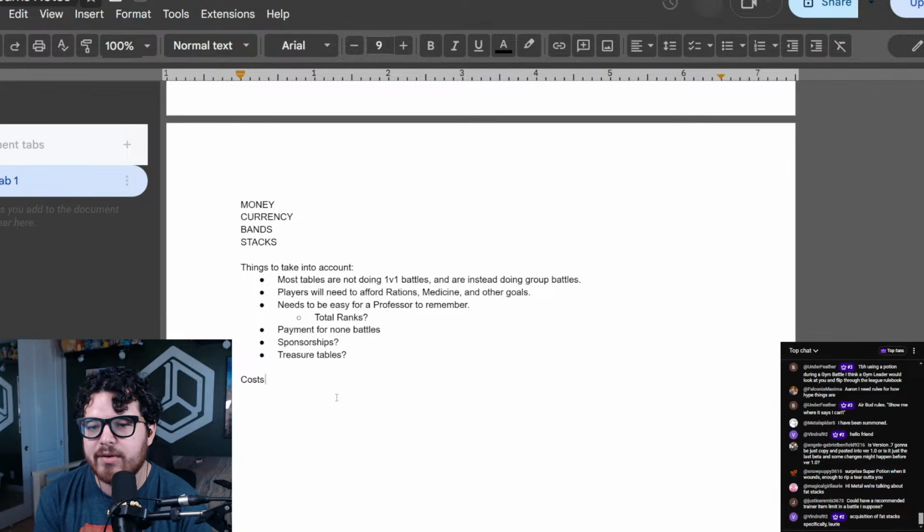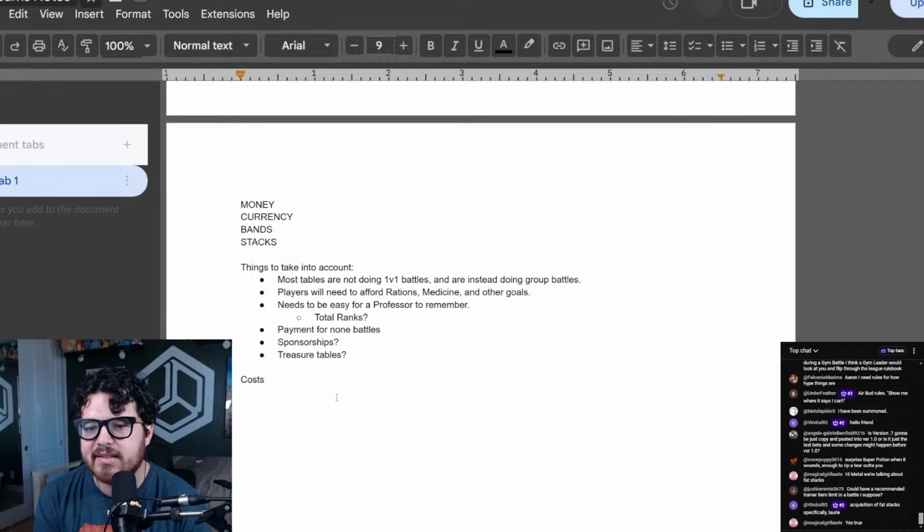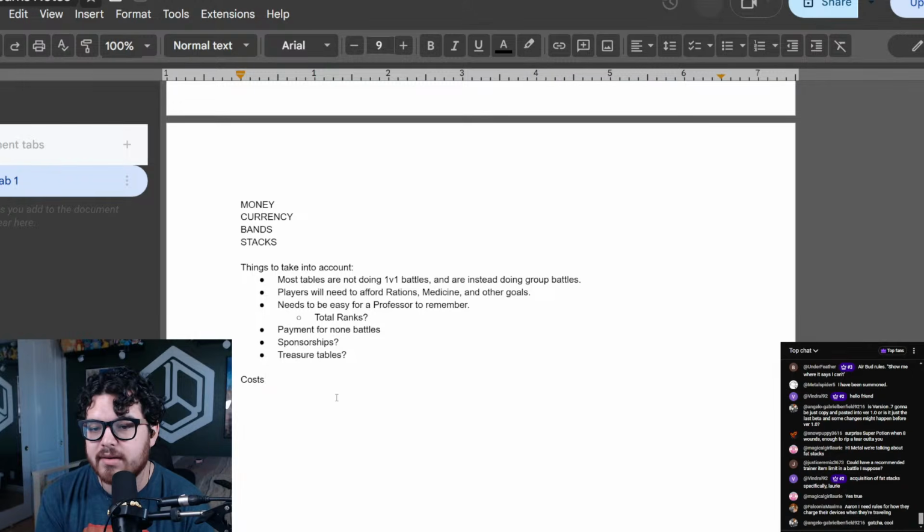Surprise super potion when at wounds. High metal, we're talking about fat sticks. Get a recommended trainer item. Have a recommended trainer item limit in a battle, I suppose. That could be interesting. Let's see here.